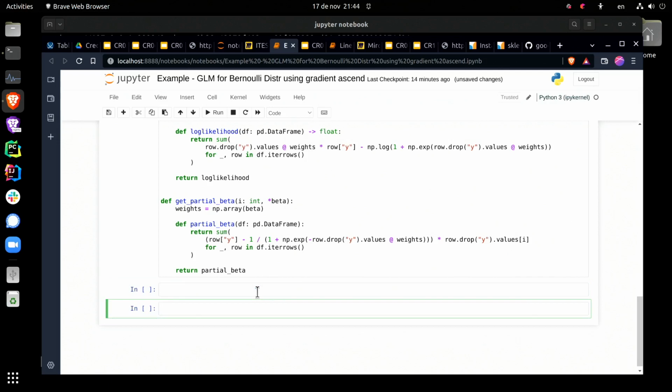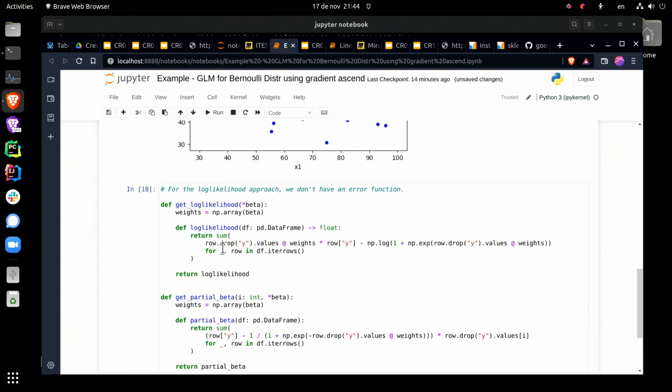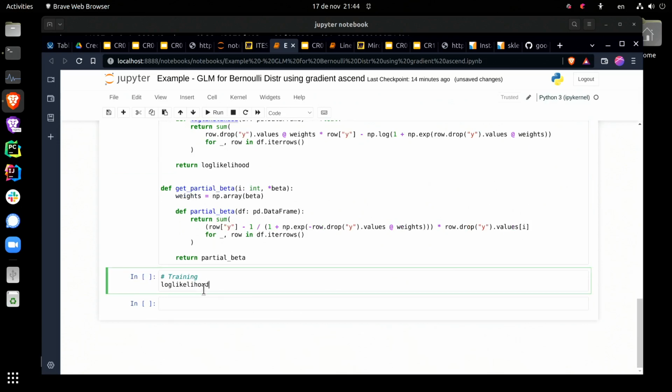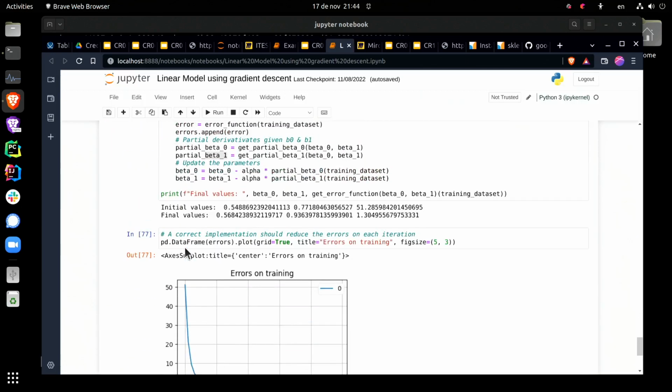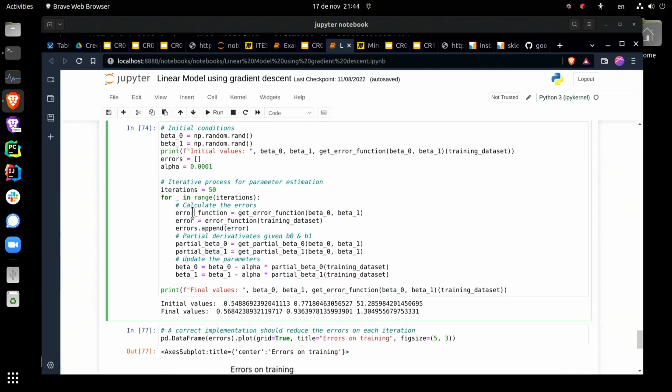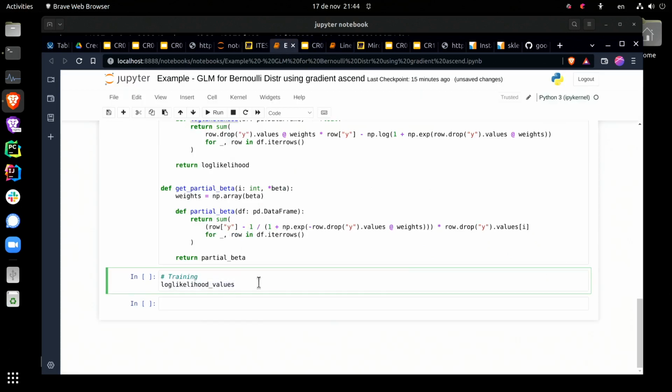Now the only thing left to implement is actually the training of our algorithm. So let's keep track of the log likelihood values. We need to be sure, same as we did with this example, where we kept track of the error function values. So let's do the same for the likelihood, just to verify that we are actually maximizing.